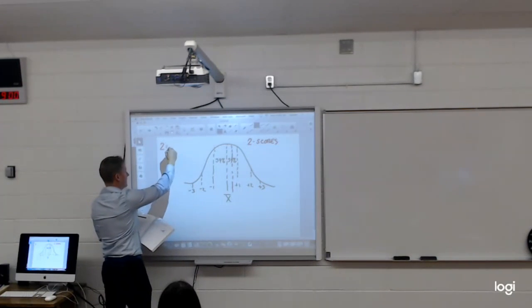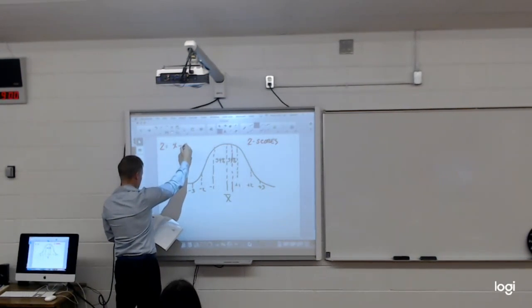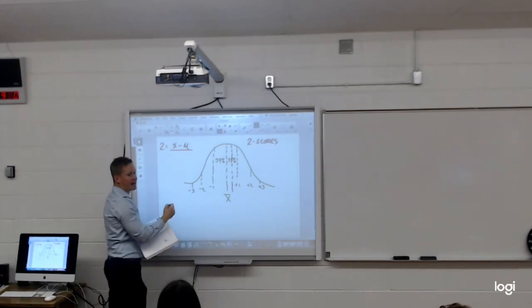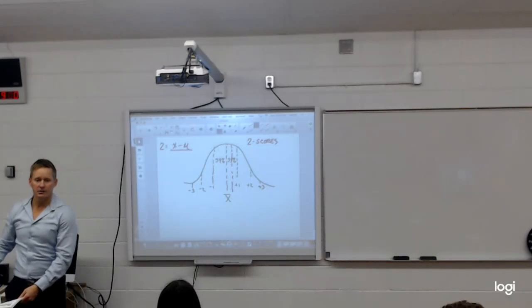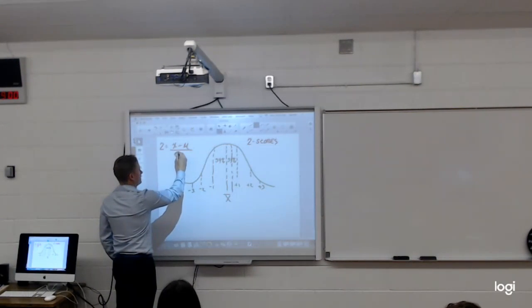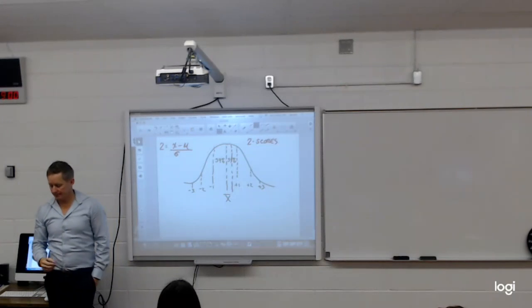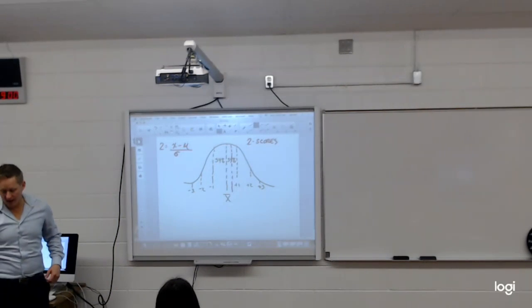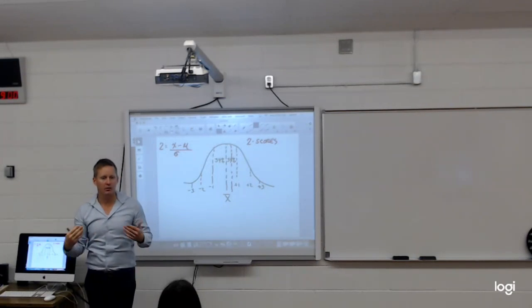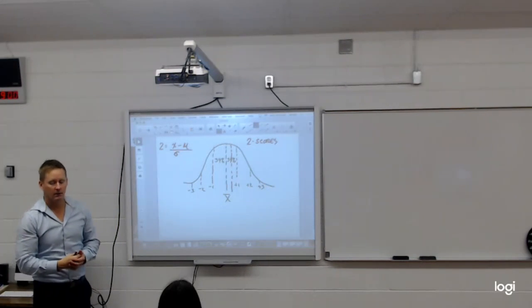So a z-score is found by taking your score minus the mean. Now this is a new symbol, but it means average. Okay? So that's a new symbol to you. And then we divide it by our standard deviation. So this z-score allows us to find out what percentage of scores fall above or below that actual score.